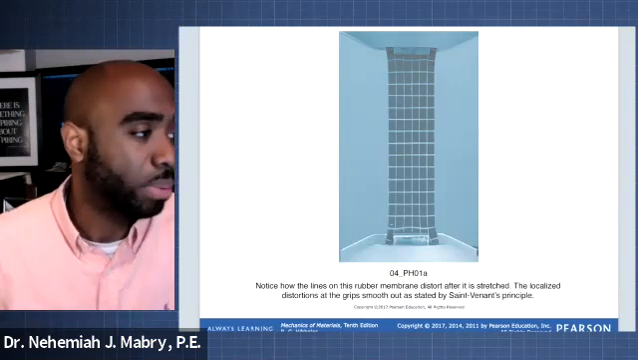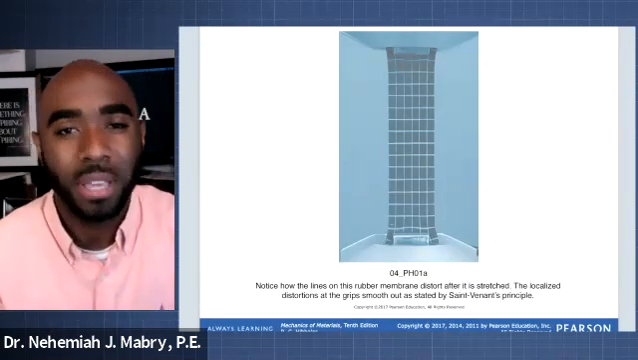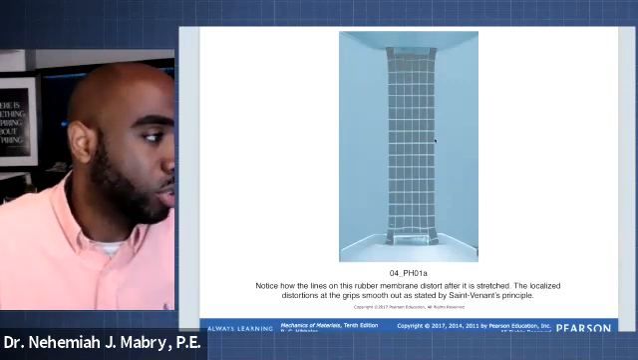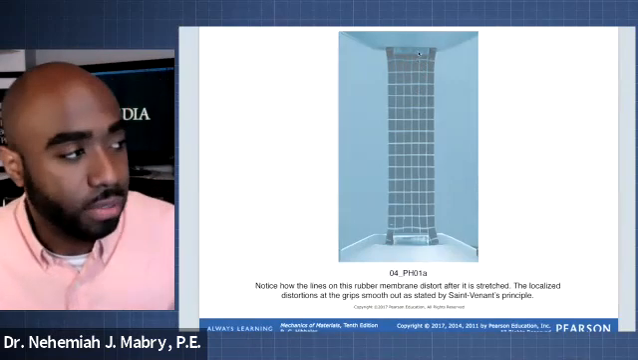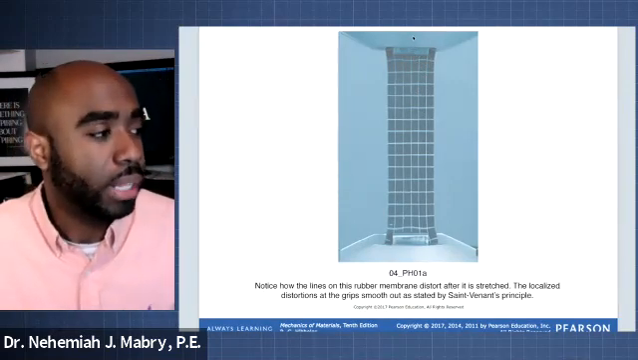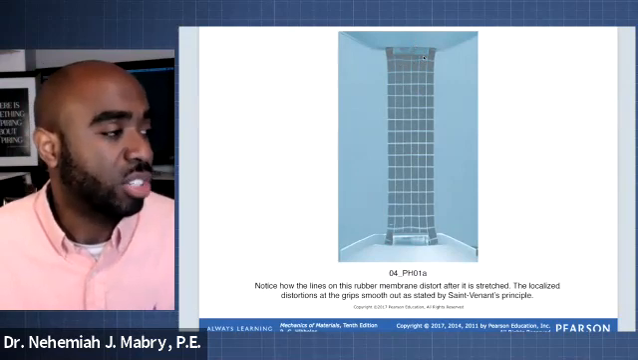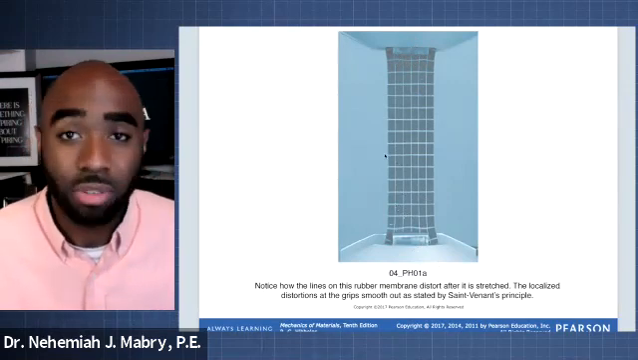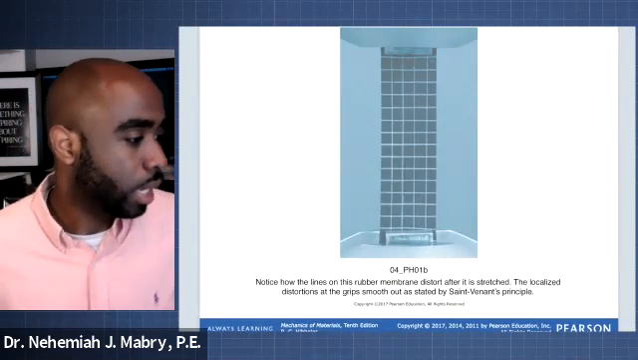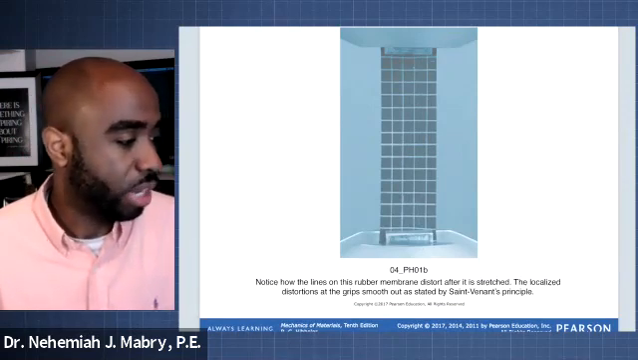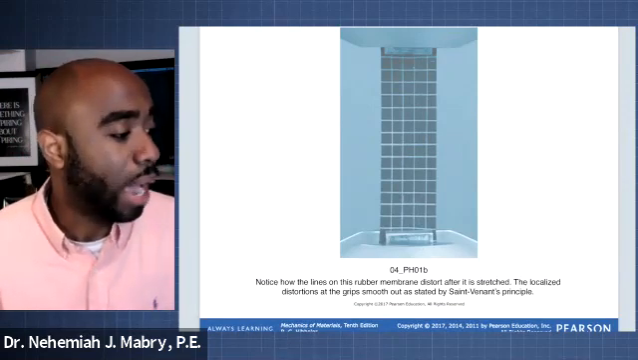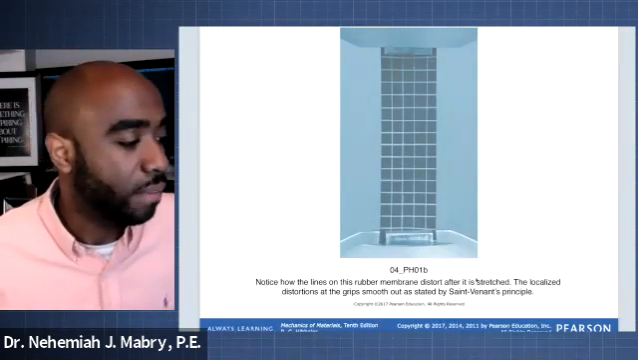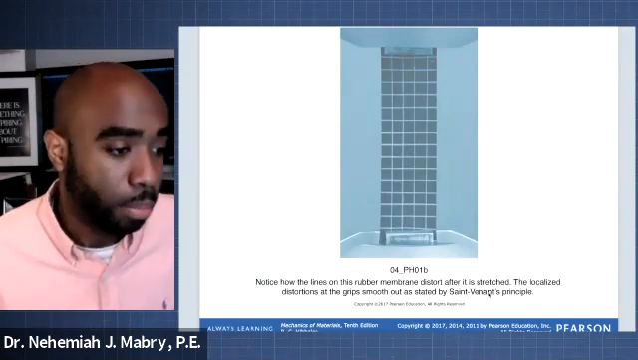Here's an actual physical representation, another coupon specimen, a rubber coupon specimen with lines drawn on it. You see again close to the supports where the load is applied, typically these devices only move up. The top grip moves up. You see that the lines are distorted where the grips apply the load, but towards the middle, the lines remain straight. Here's another example. After it's stretched, the localized distortion at the grips smooths out. This is called St. Vincent's principle.